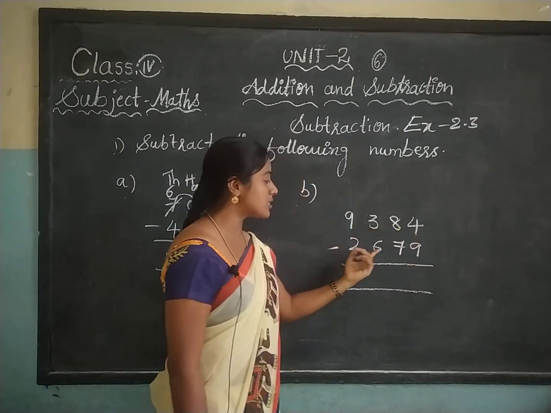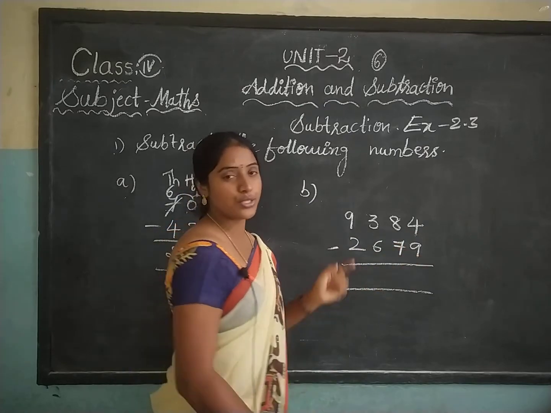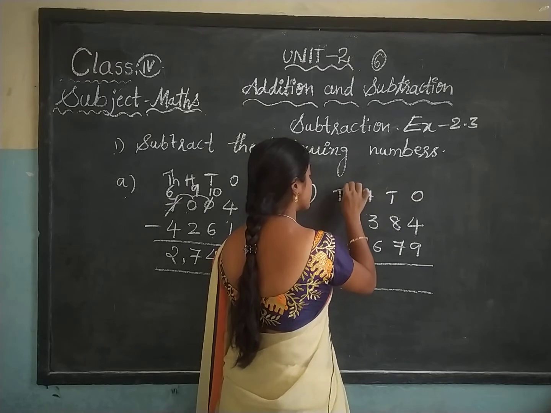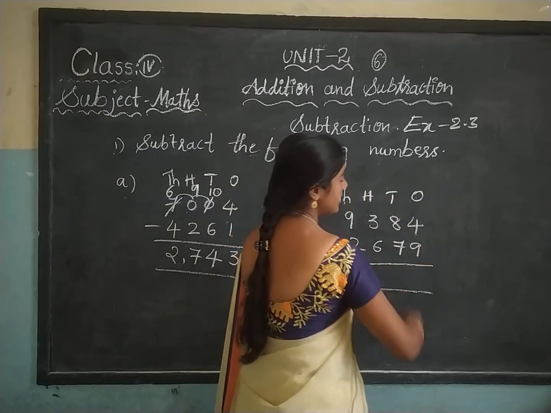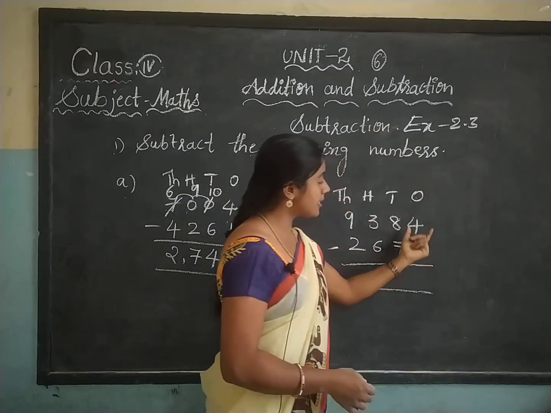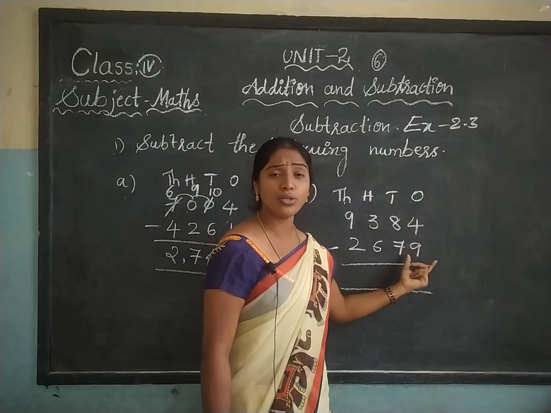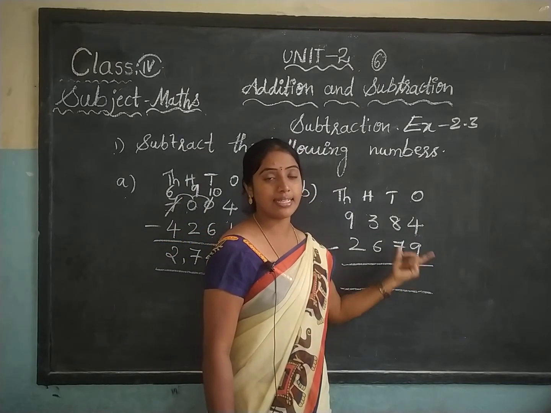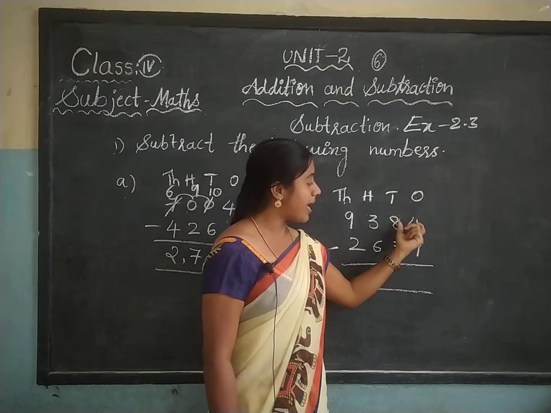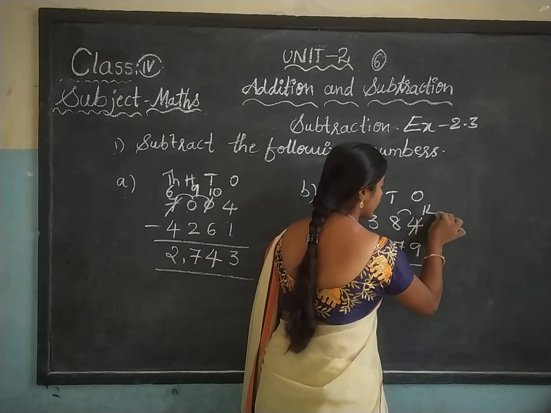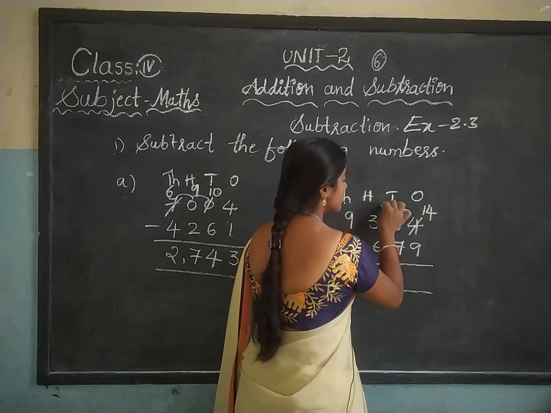Okay, next one. 9384 minus 2679. This also you should arrange the column wise, ones, tens, hundreds and thousand. Okay, let us see ones subtracting. So what is the numbers here? 4 minus 9. 4 minus 9 we are subtracting or not? So we cannot subtract. Here also you have to take borrow. So from tens place, okay, 4 became a 14. Here 8 became a 7.